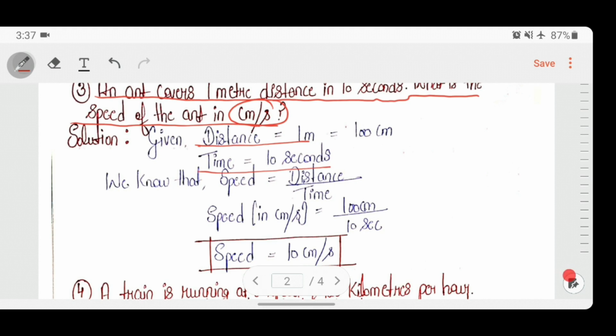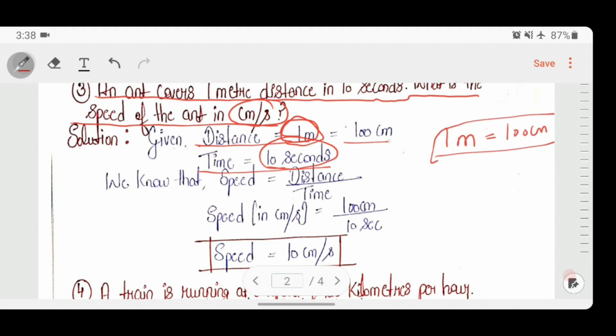As you can see, these quantities are not in the same unit. So first of all, we have to convert these quantities into the same unit. Time is in seconds, so we have to convert the distance into a smaller unit. The smaller unit than meter is centimeter, so we convert meter into centimeter. As you all know, 1 meter is equal to 100 centimeter, so the distance is 100 centimeter and the time is 10 seconds.